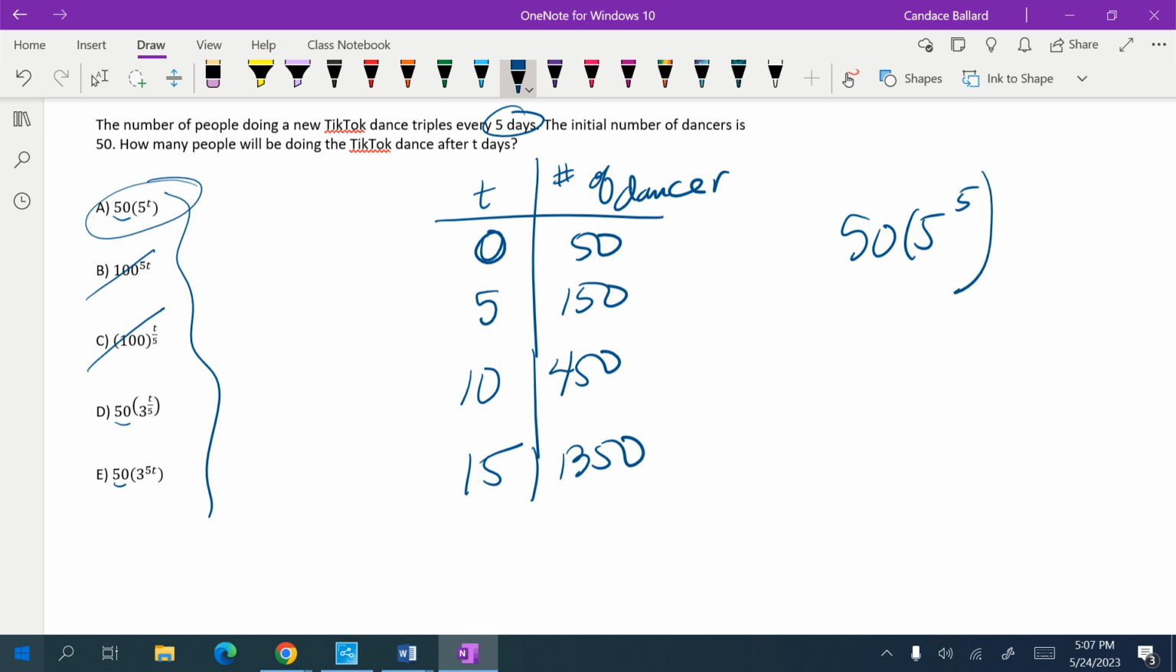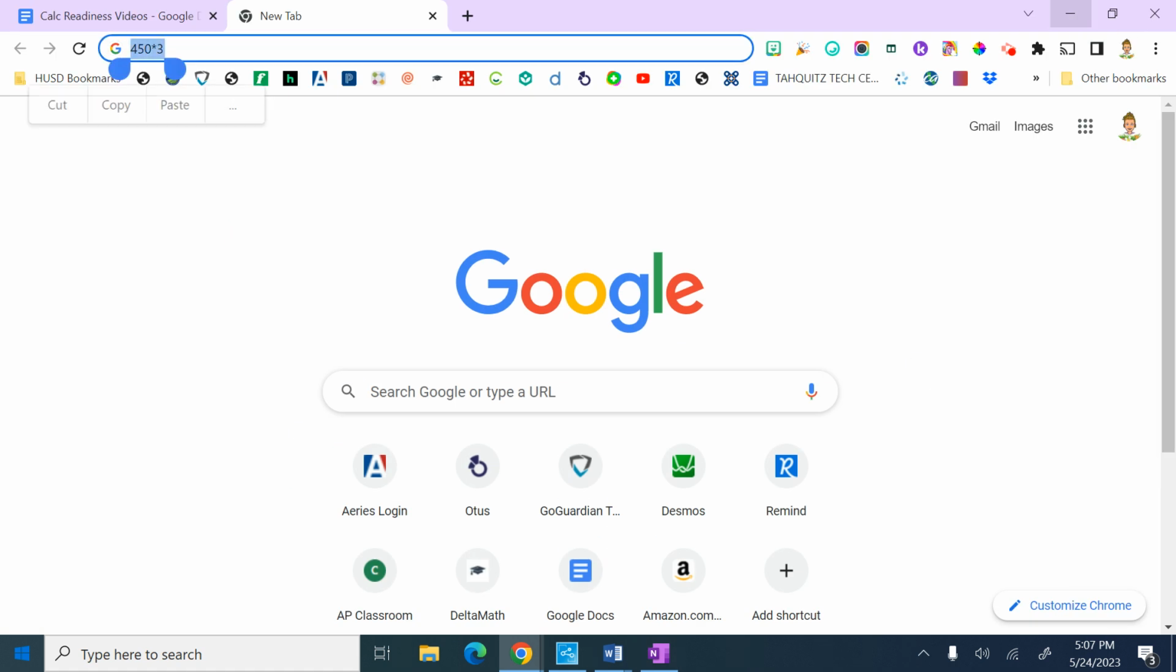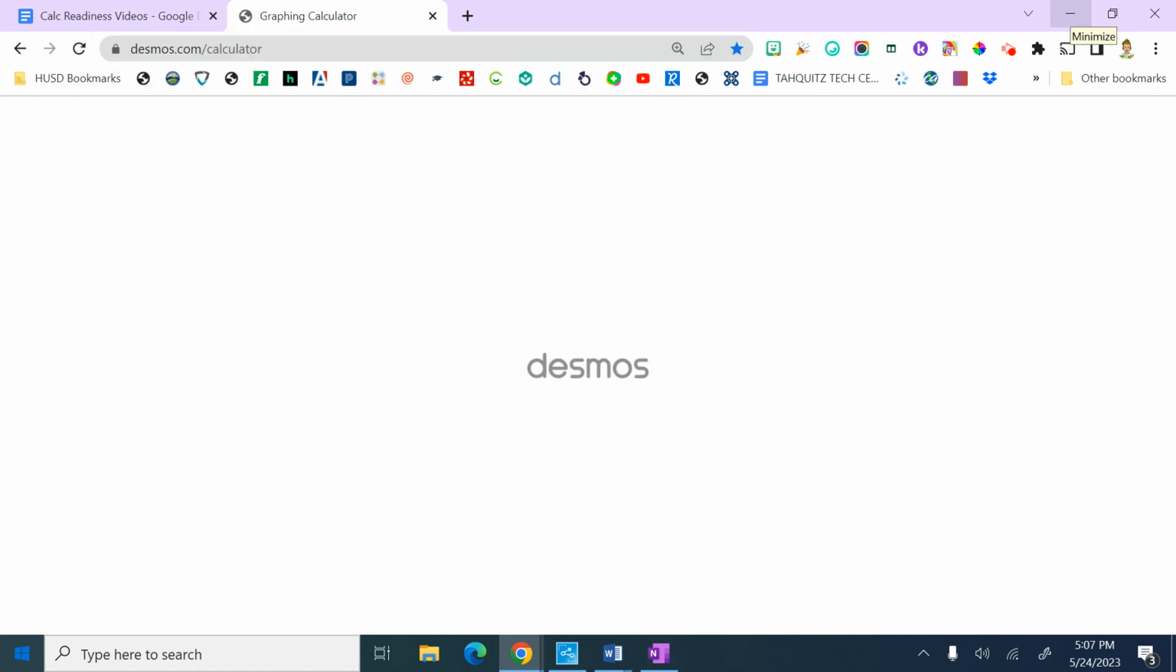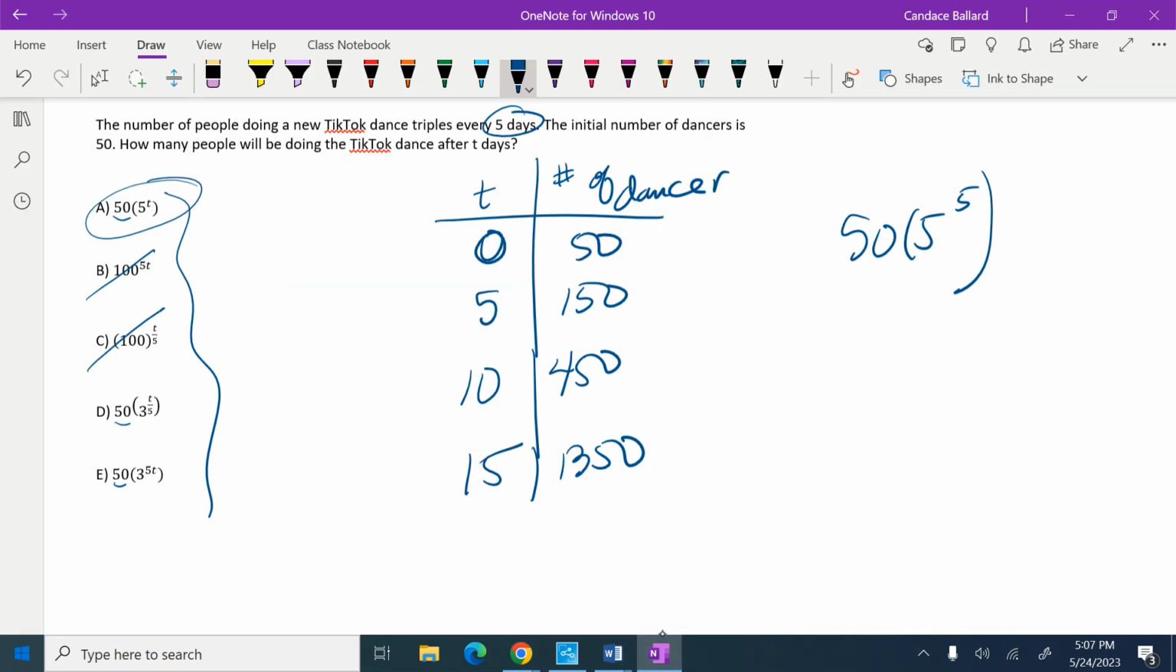All right, so let's just use a good old Desmos and see what happens with that. 50 times 5 to the 5th power. So that's obviously not correct because that number is way too big, because what we got in our chart was 150. So we can eliminate that answer choice.